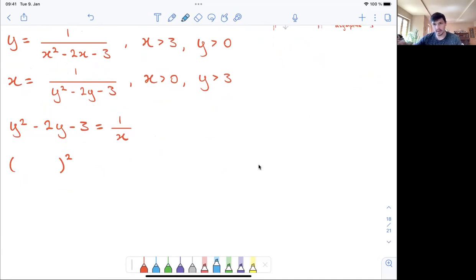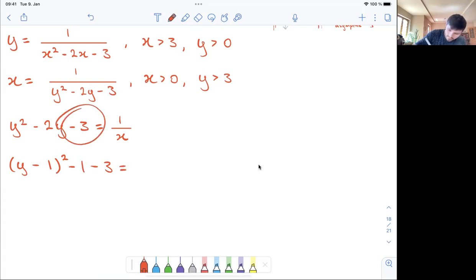Regardless of what's going to come after that, the constant at the end, we're going to account for by subtracting it off of the end as well. So that's going to be y minus 1. And you'll see if you square that out, you'll get y squared minus 2y, but then you'll get plus 1 on the end. The way we account for that plus 1 is we just subtract 1. Subtract 1 minus 3, and the minus 3 is from that bit there, is equal to 1 over x.